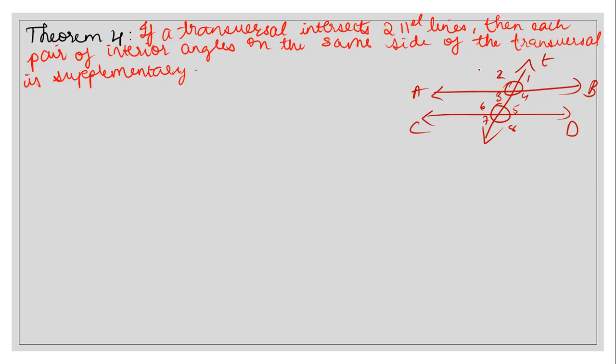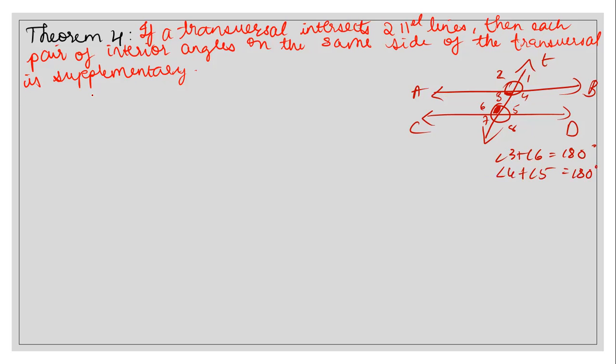So what are they saying? If this transversal T intersects two parallel lines AB and CD, then each pair of interior angles on the same side of the transversal is supplementary. That means angle 3 and angle 6, when we add angle 3 and angle 6, we will get 180 degrees. That's what it means, right? I told you earlier while teaching you what are interior angles on the same side of the transversal. I told you they were supplementary, correct? So here, similarly, angle 4 plus angle 5 is equal to 180 degrees. That's what it tells us.